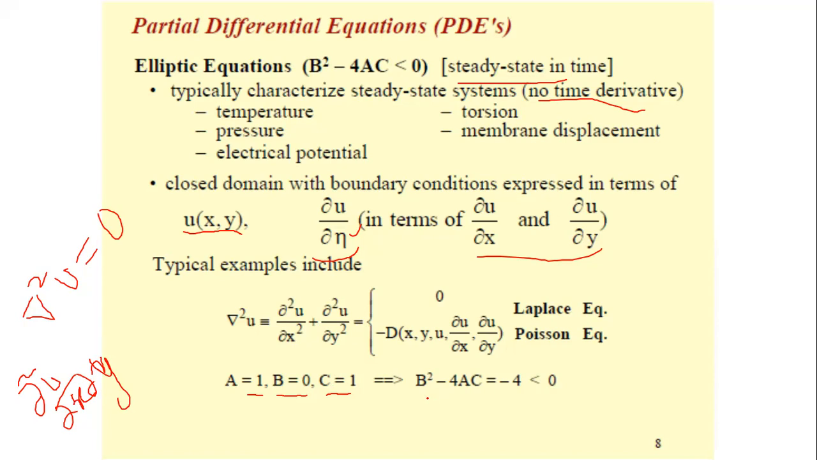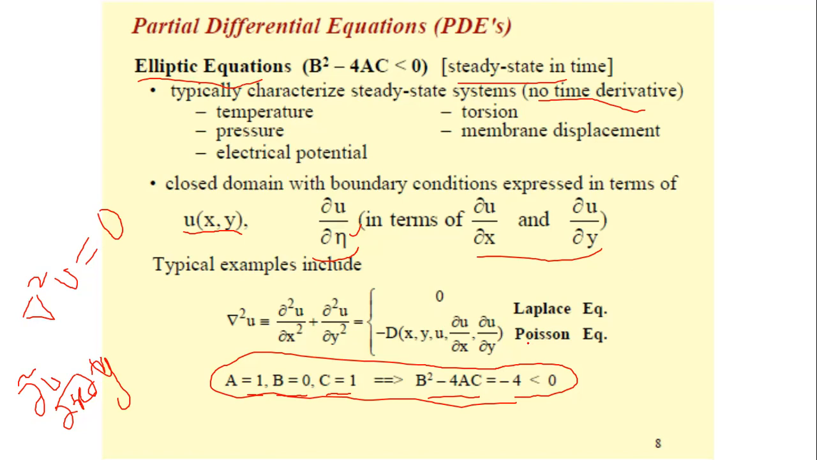Now if you estimate b square minus 4ac, b is 0, minus 4 into 1 into 1, this would be minus 4. So in this elliptic partial differential equation that involves a steady state system, with no time dependency of u, b square minus 4ac is less than 0. If it is less than 0, then that differential equation is classified as an elliptic partial differential equation.